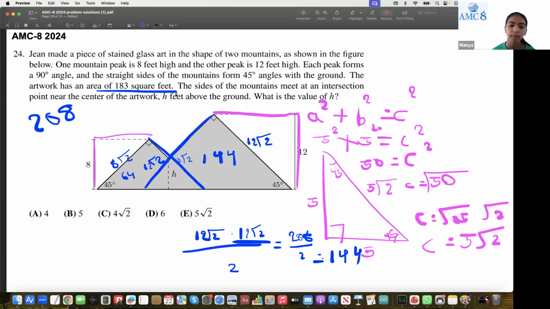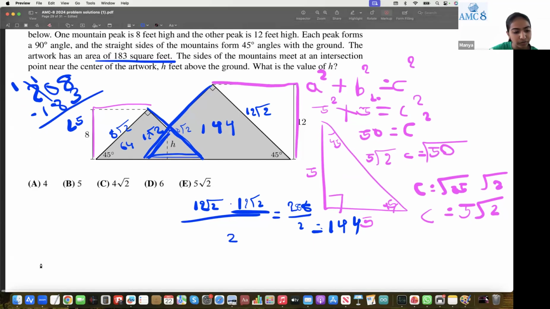But now, if we observe this picture closely, we see that we overcounted this area right here, since this area overlaps both of the triangles. So this area over here will be equal to 208 minus 183, which is equal to 25. Okay, so the area of this is equal to 25.